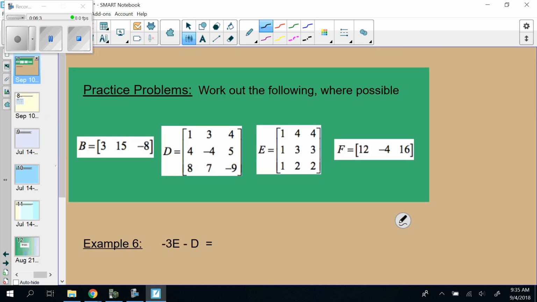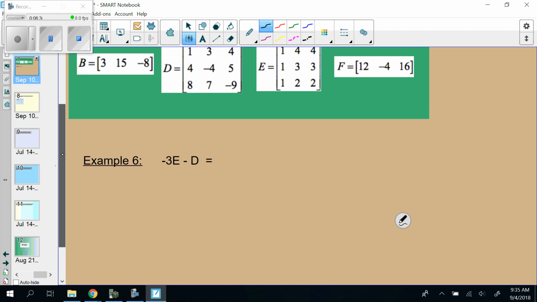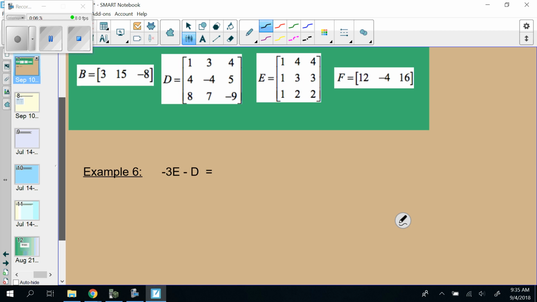Looking at another one here, the last one, number 6 with matrices, they want us to find -3e minus d. Why don't you pause the video and try this one and see if you can get it. All right, let's check out and see what you got.